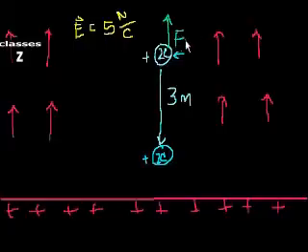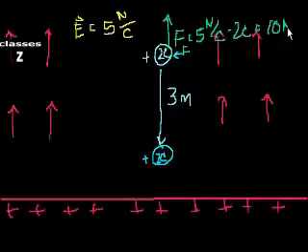So let's see, the force of the field is going to be equal to 5 newtons per coulomb times 2 coulombs, which is equal to 10 newtons. And we know it's going to be upward because this is a positive charge, and this is a positively charged infinite plate. So we know this upward force is 10 newtons.